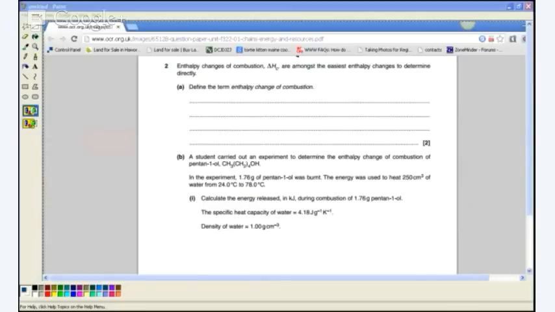Okay. So coming back to this question here, enthalpy changes of combustion. Some enthalpy changes are hard to determine directly. Define, this is a 2 marker, the term enthalpy change of combustion. Oh, that is one strong question.